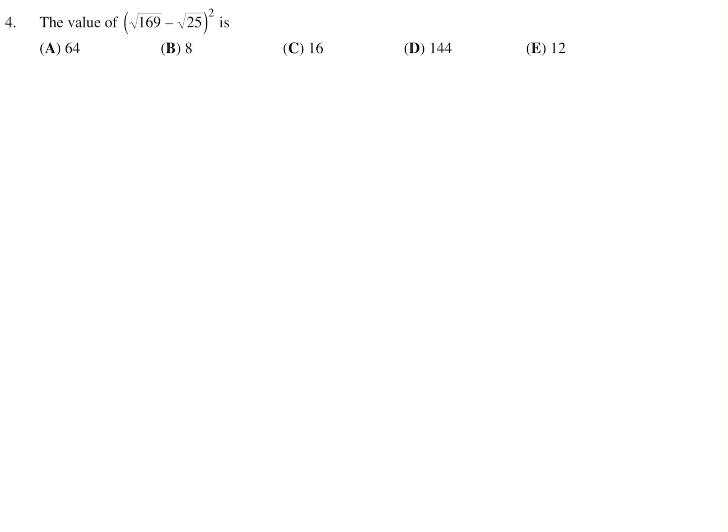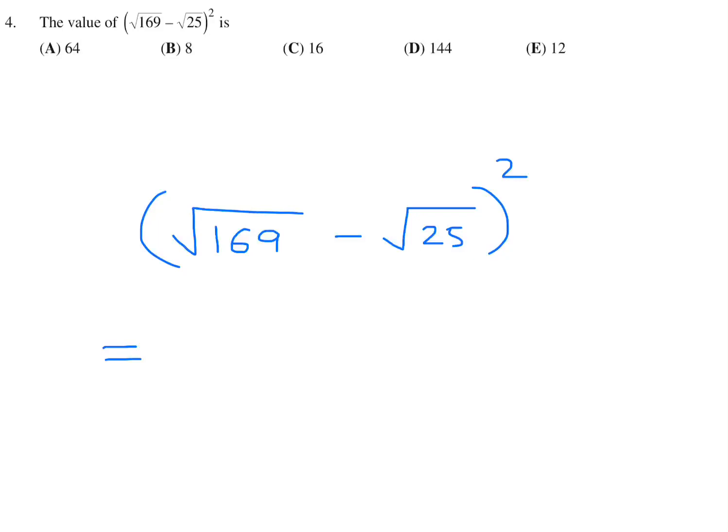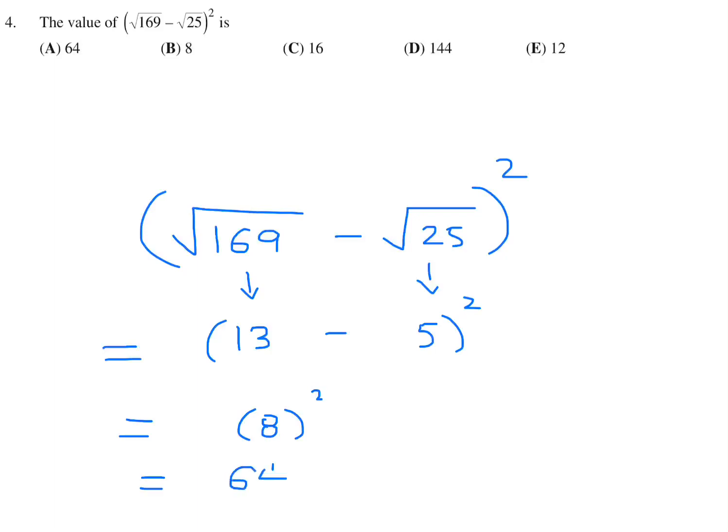The value of root 169 minus root 25, all to the power of 2 is, alright, well let's write this out first. 169 square root, 25 square root, and all of this is squared. So the square root of 169 is 13, right there. The square root of 25 is 5. And all of this is squared. So 13 minus 5 is 8. So we have 8 squared, and 8 squared is equal to 64. So the answer here is A.